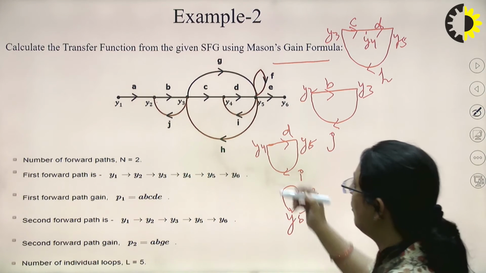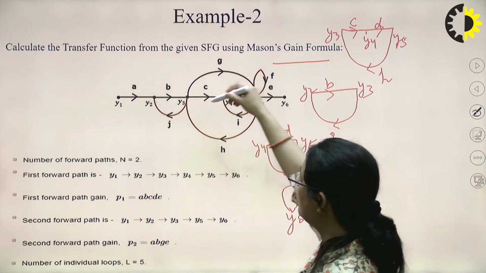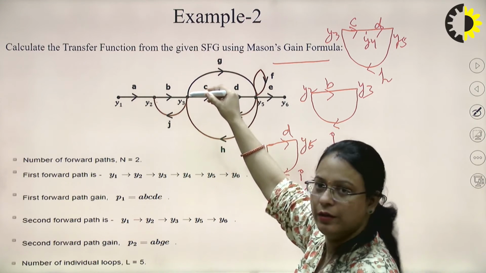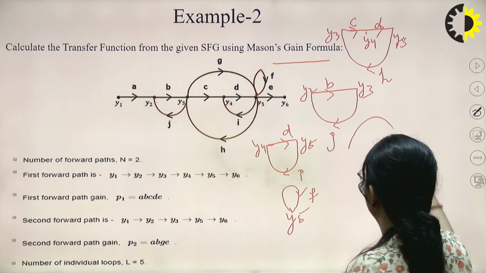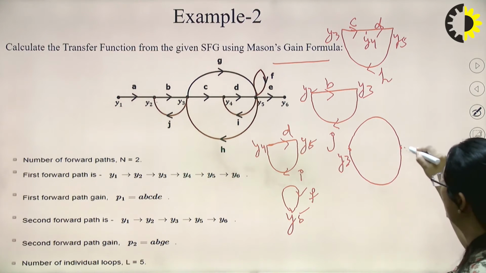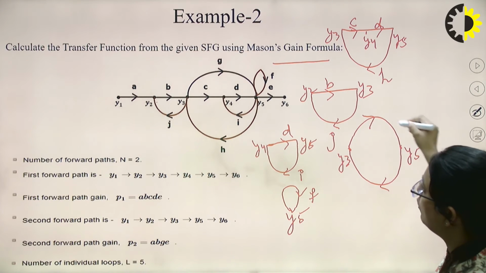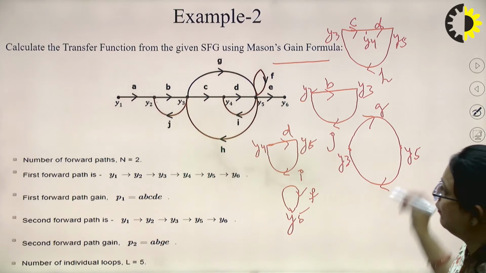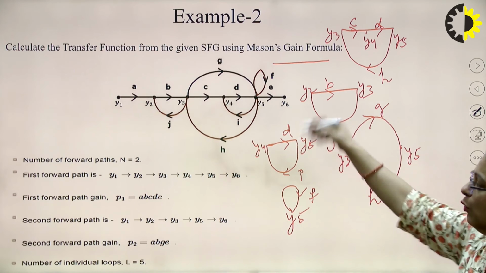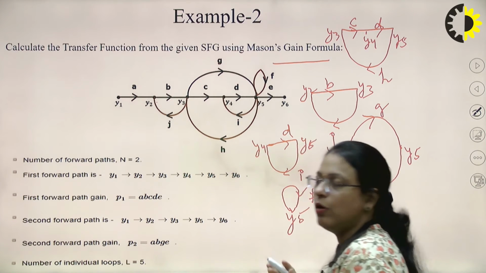Now the last loop formed here, that means a total of 5 loops are formed in this particular signal flow graph, will start from Y3 going to Y5 and then coming back to Y3. You can see this is the last loop. From Y3 to Y5, G is the gain, and from Y5 to Y3, H is again the gain. So there are a total of 5 loops for this particular signal flow graph.